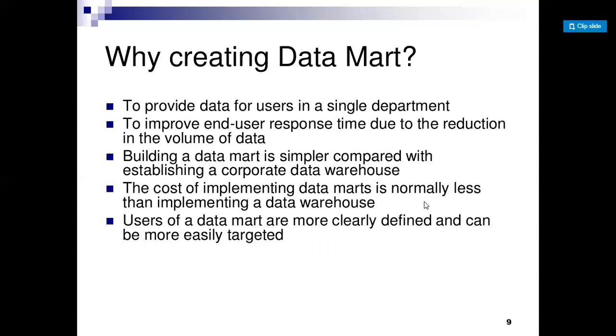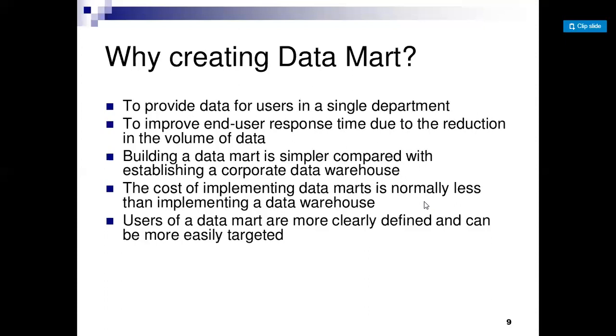So what is the need of creating data marts? Because data marts are related to a particular subject or department. They are used to provide data for users in a single department to improve the end user response time, due to the reduction in the volume of data in comparison to the large data warehouse. The data is divided according to department or subject, so it is better to handle data related to a particular field rather than a variety of different fields.